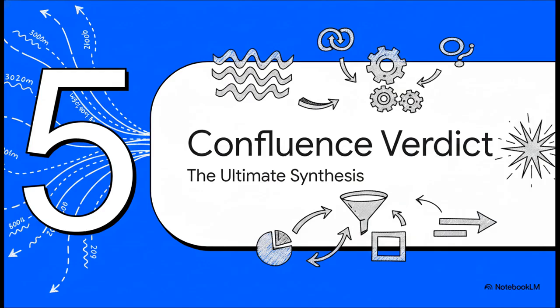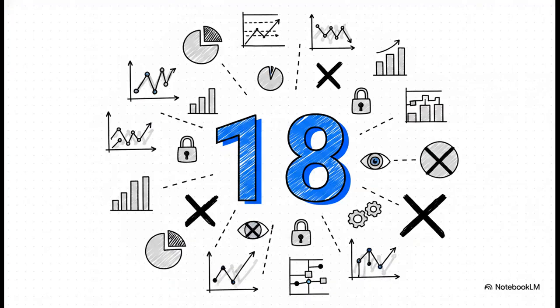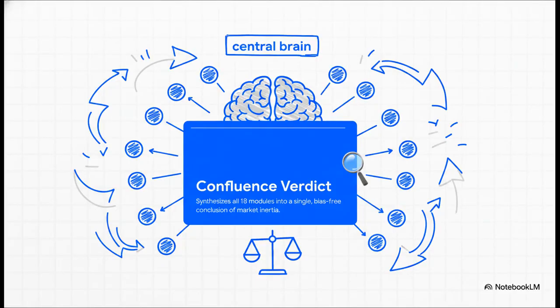Finally, Section 5, the Confluence Verdict. We've reached the ultimate culmination of the audit, where all these data flows, timeframes, and volume metrics are finally synthesized. 18. That is the magic number of algorithmic modules we've discussed today. And the absolute golden rule of this terminal is that none of these 18 modules are ever, and I mean ever, trusted in isolation. Trading blindly on a single MACD crossover or one oversold RSI is a mathematical trap, plain and simple.